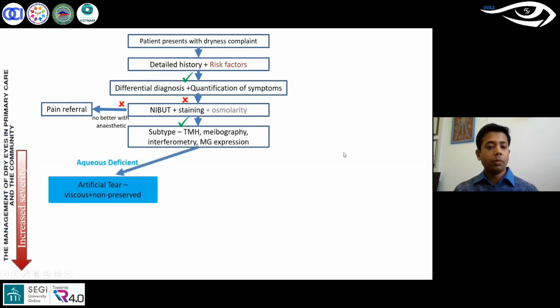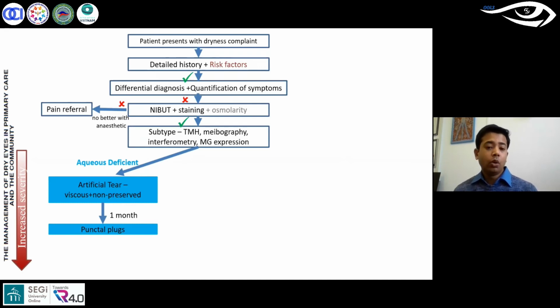So if it's aqueous deficient, which means tear meniscus height is low, but their meibomian glands, etc., are doing pretty well, then artificial tear is a very good idea to start. More viscous, it stays in the eye longer, and of course non-preserved, because they will not cause more inflammation in the eye.